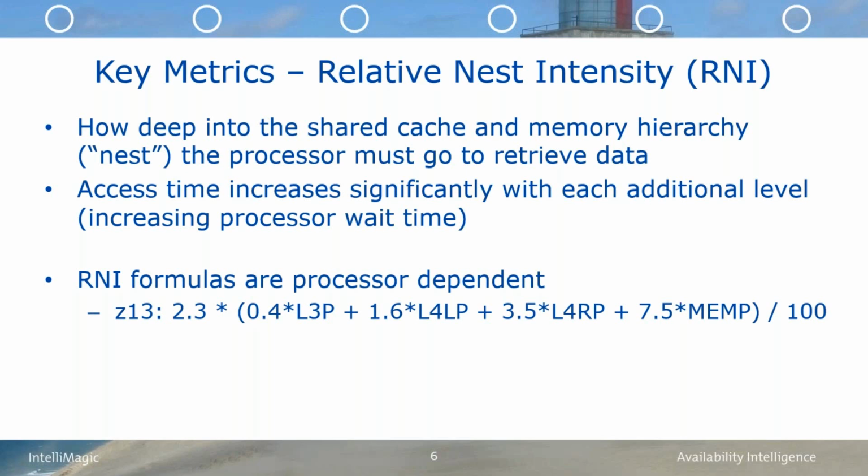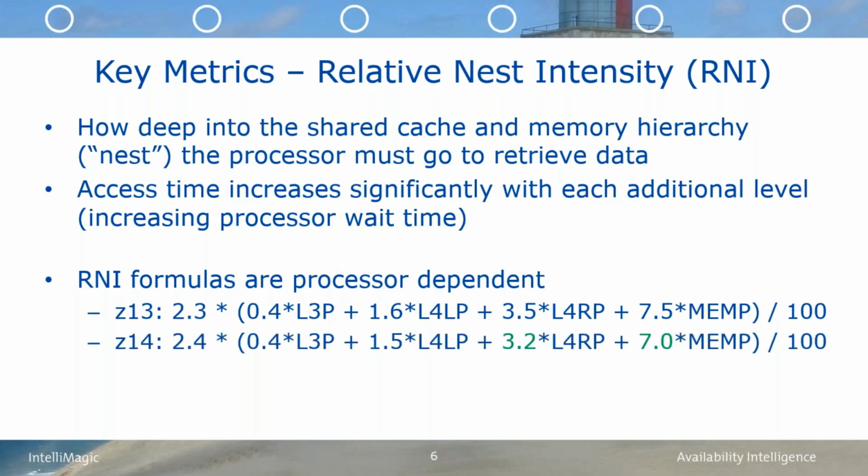And finally, retrievals from memory, as reflected by MEMP, have a weighting factor that's almost 19 times higher than the factor for chip level, level 3 cache, reflecting how many more machine cycles are lost waiting for data when it's not found anywhere in cache and must be retrieved from memory.